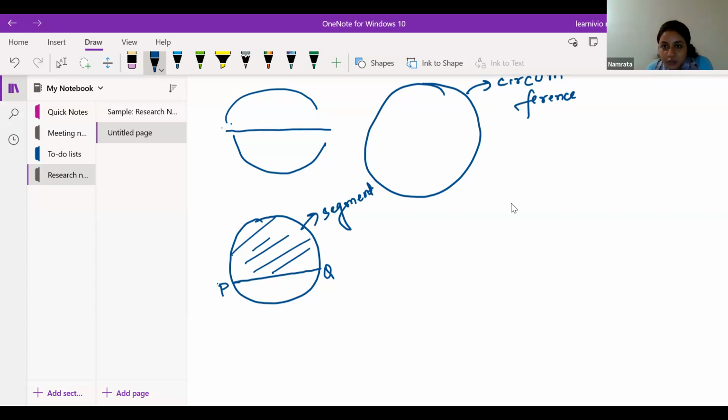So whenever we draw a chord, it divides the circle. We get two regions there. The upper region will be called the major segment. And the downward one, since it's smaller, will be named the minor segment. All right. Now the sector of a circle. Sector.